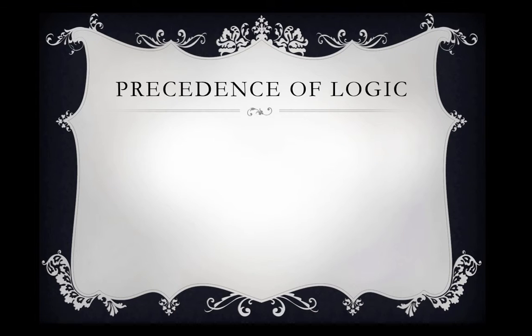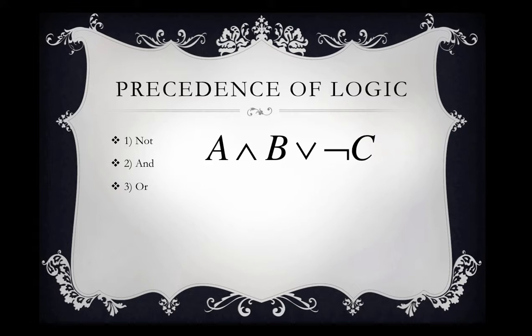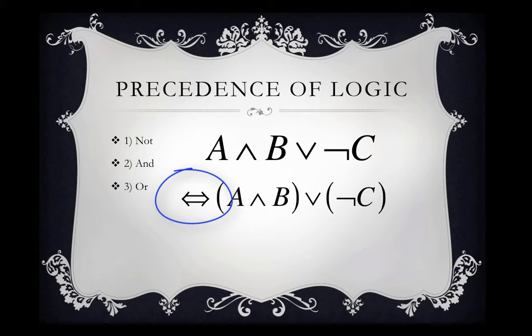Well, logic has the same kind of precedence. First are nots, second are ands, and third are ors. Meaning, if we look at this statement, A and B or not C, without brackets it might be a little confusing. So knowing the precedence, which comes first, second, and third, we could write it like this: (A and B) or (not C). Now, you'll first see this double arrow. We are going to talk about it a little later in lesson 2, but for now, just think of that arrow as meaning it's equivalent. It's the exact same thing.